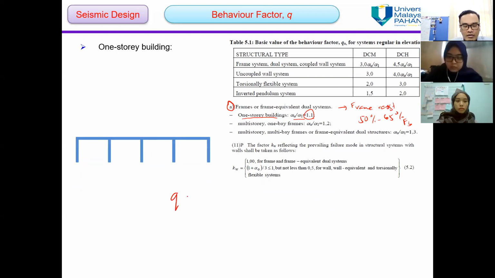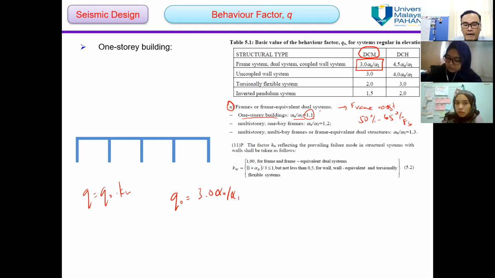So q is equal to q naught times kW. The q naught, for DCM here, is equal to 3.0 multiplied by alpha u divided by alpha 1. And for a one-story building, the value is equal to 1.1. Therefore, 3.0 times 1.1 is equal to 3.3, right?